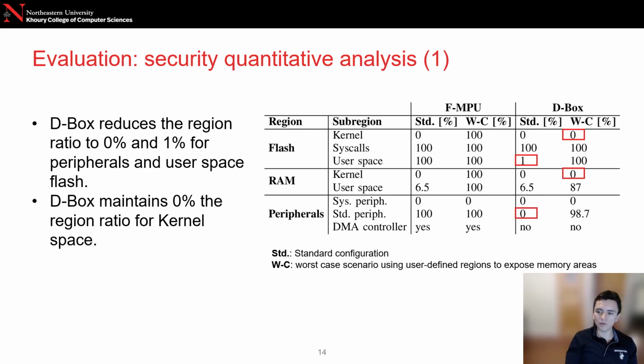The reason for this result is the numbering scheme of the MPU regions that we define in the DBox design. Particularly, kernel memory areas use the higher number MPU regions, which cannot be overridden by user-defined regions because they use lower MPU numbers.